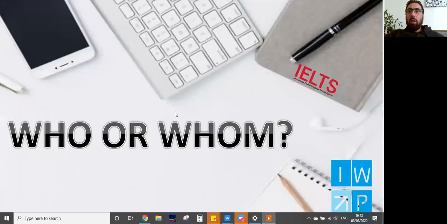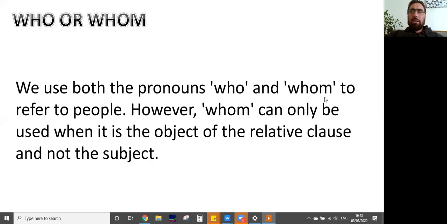Okay, excellent. Last lesson, I had some questions about who or whom. I don't like to comment on this because I just think it's better just to use who. But I thought I'd do something quickly to clarify the difference. Who can be used for when the relative pronoun is a subject or an object, but whom can only be used when it is an object.